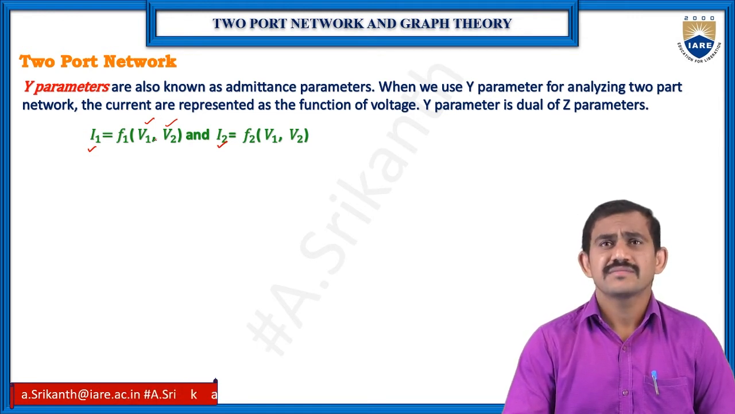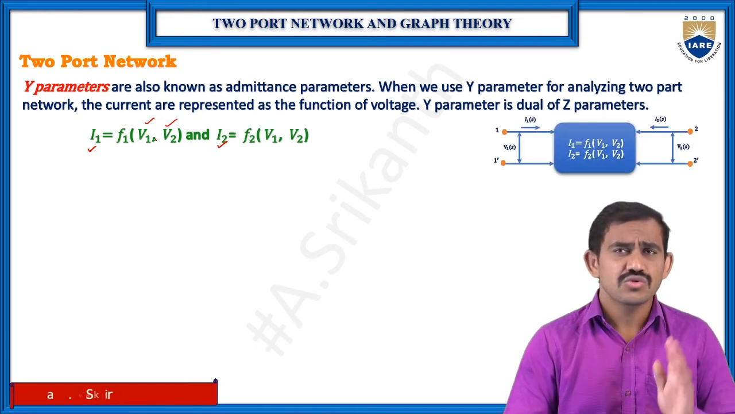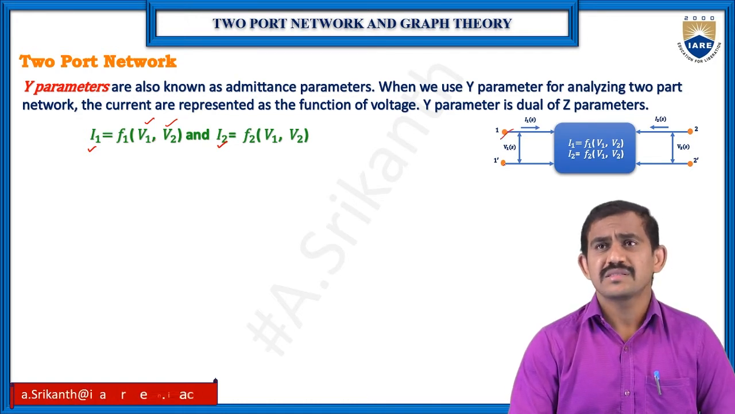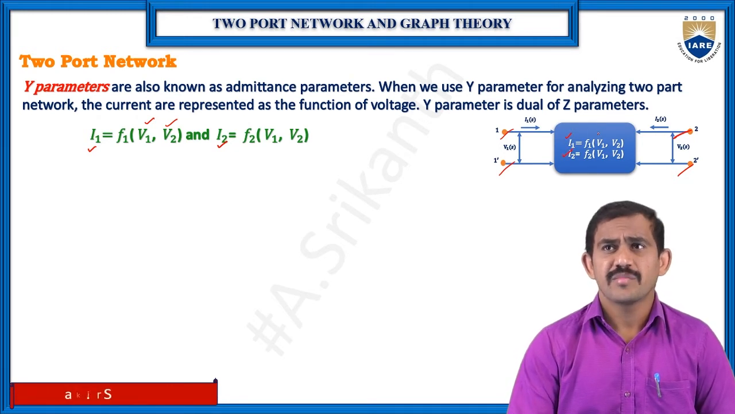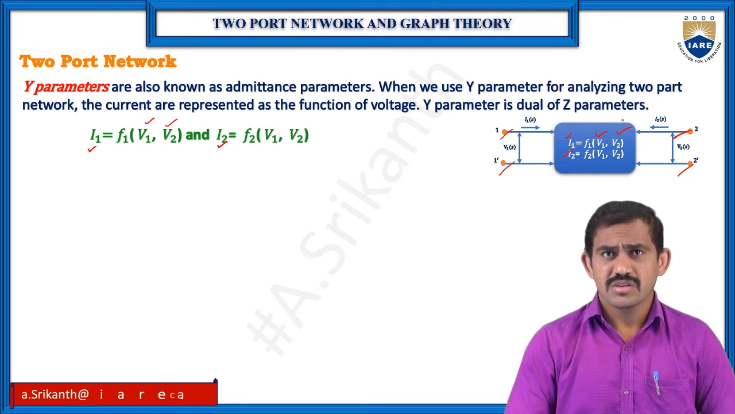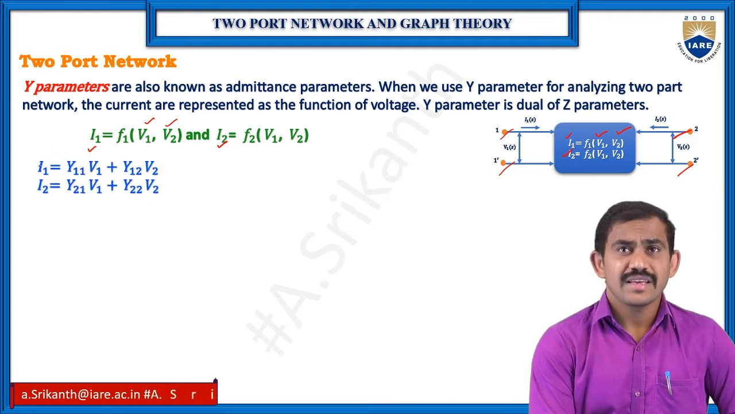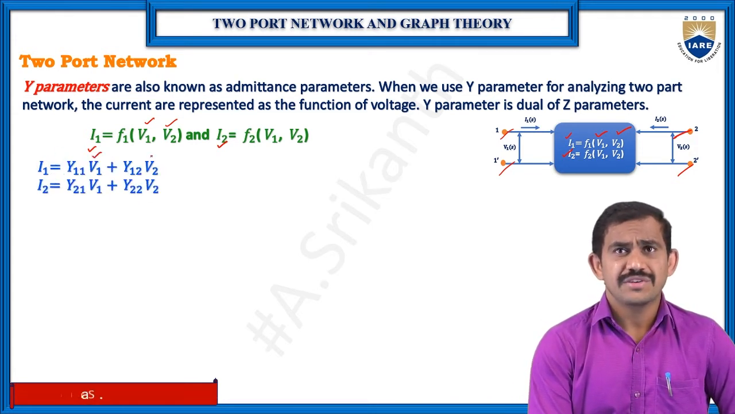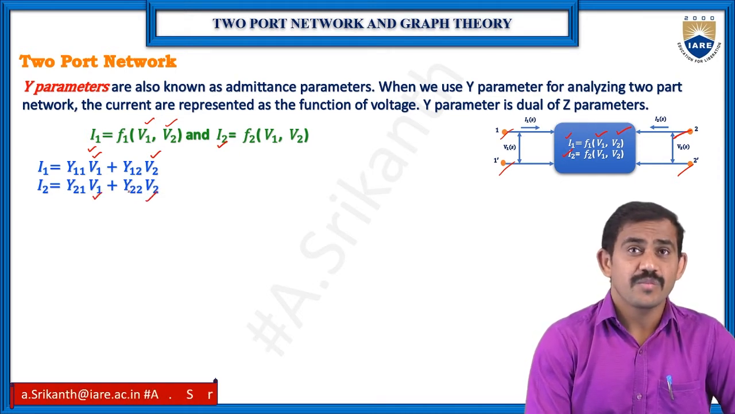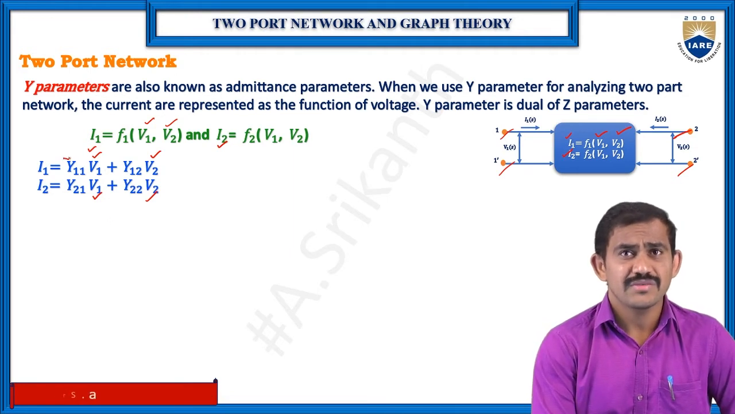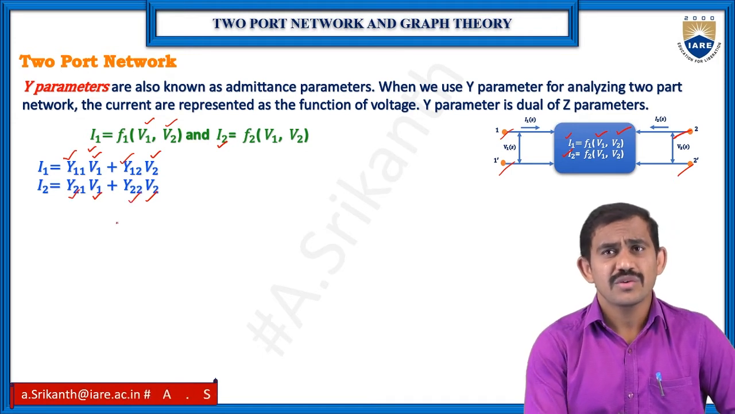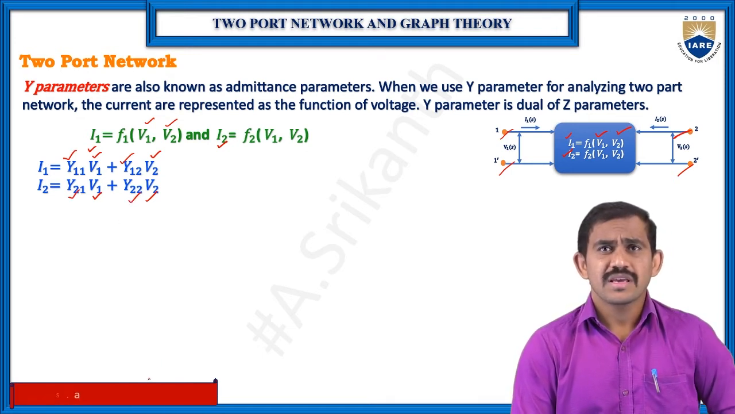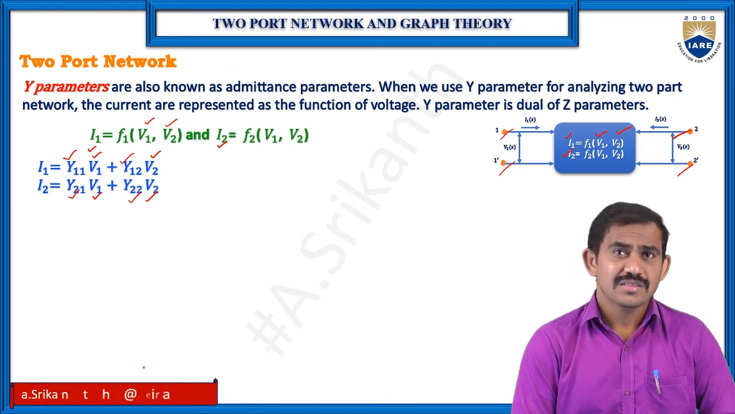Now your equation. So I have a 2-port network. Again 4 terminals and currents. Currents I1 and I2 in form of V1 and V2. So I1 is equal to a combination of V1 and V2, and I2 is equal to a combination of V1 and V2. And your parameters, admittance parameters, Y11 and Y12, Y21 and Y22. Same, we have 4 parameters. So these are the Y parameters and those equations.